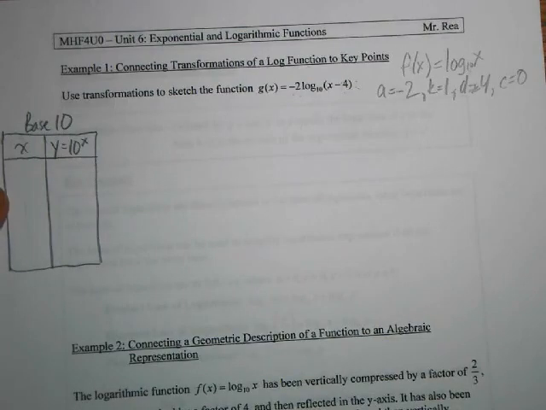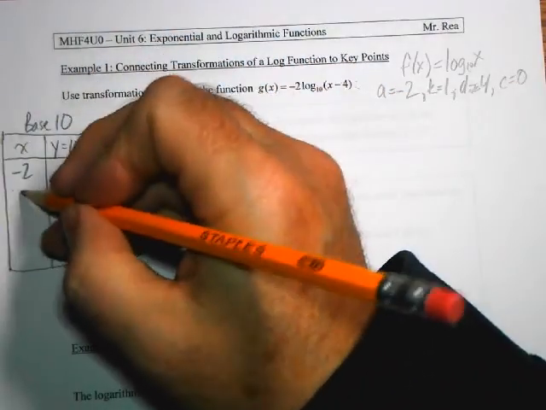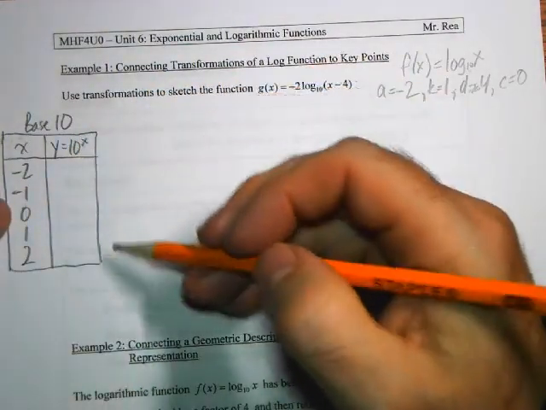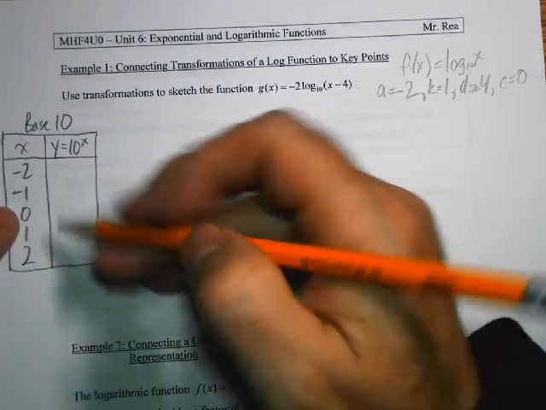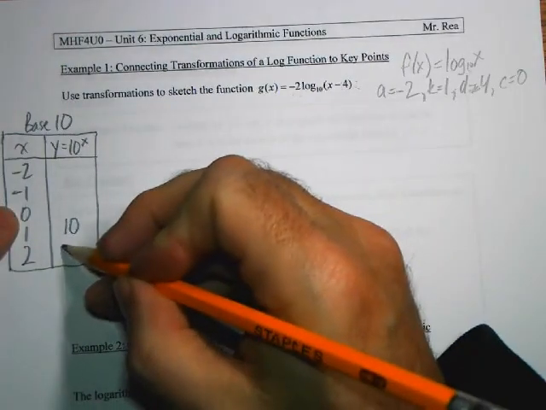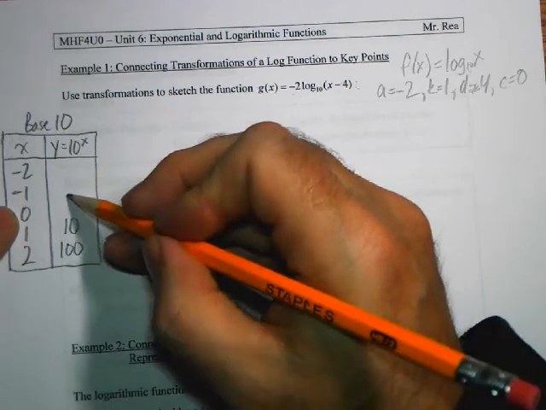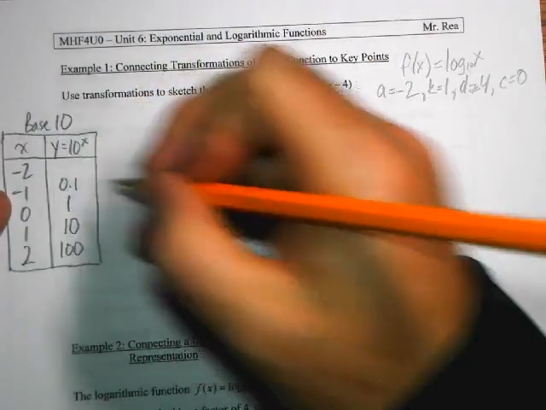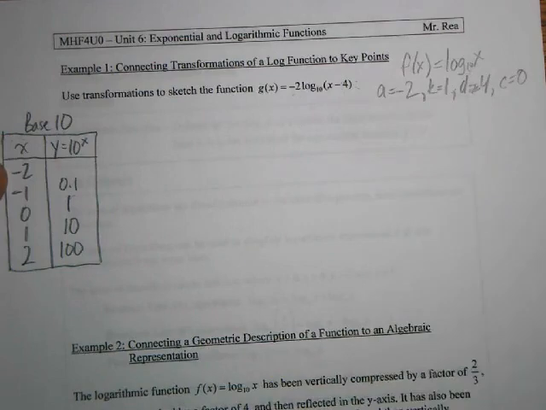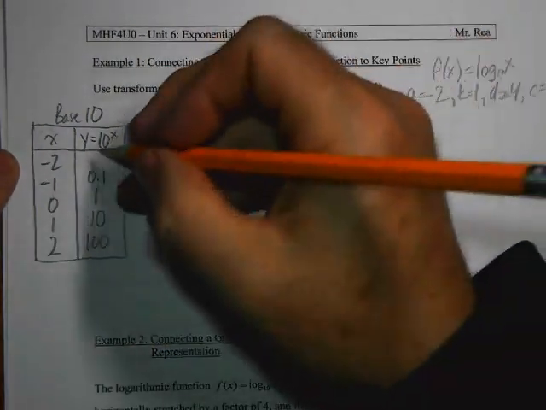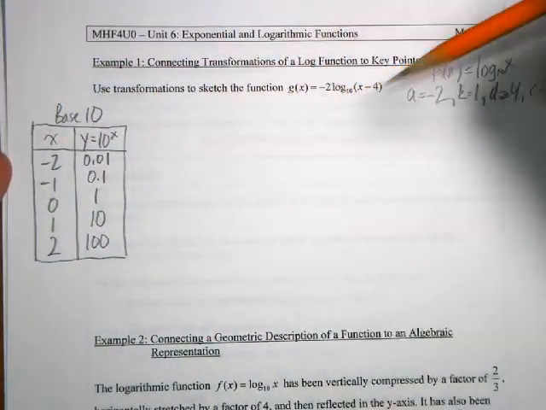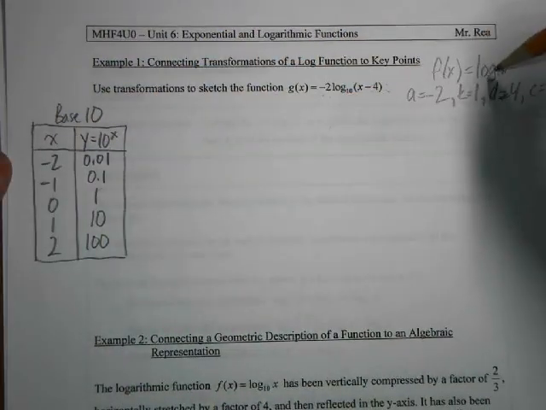So I'm going to start with x values -2 through +2. And then I apply, if I work with the positive values, so this would be 10 to the power 1, 10 squared, 10 to the 0 would be 1. 10 to the negative 1 would be 1/10, which is same as 0.1. 10 to the -2 would be 1 over 100, which is 0.01. So that's a nice table, but I can't use those points here because this is a log function.